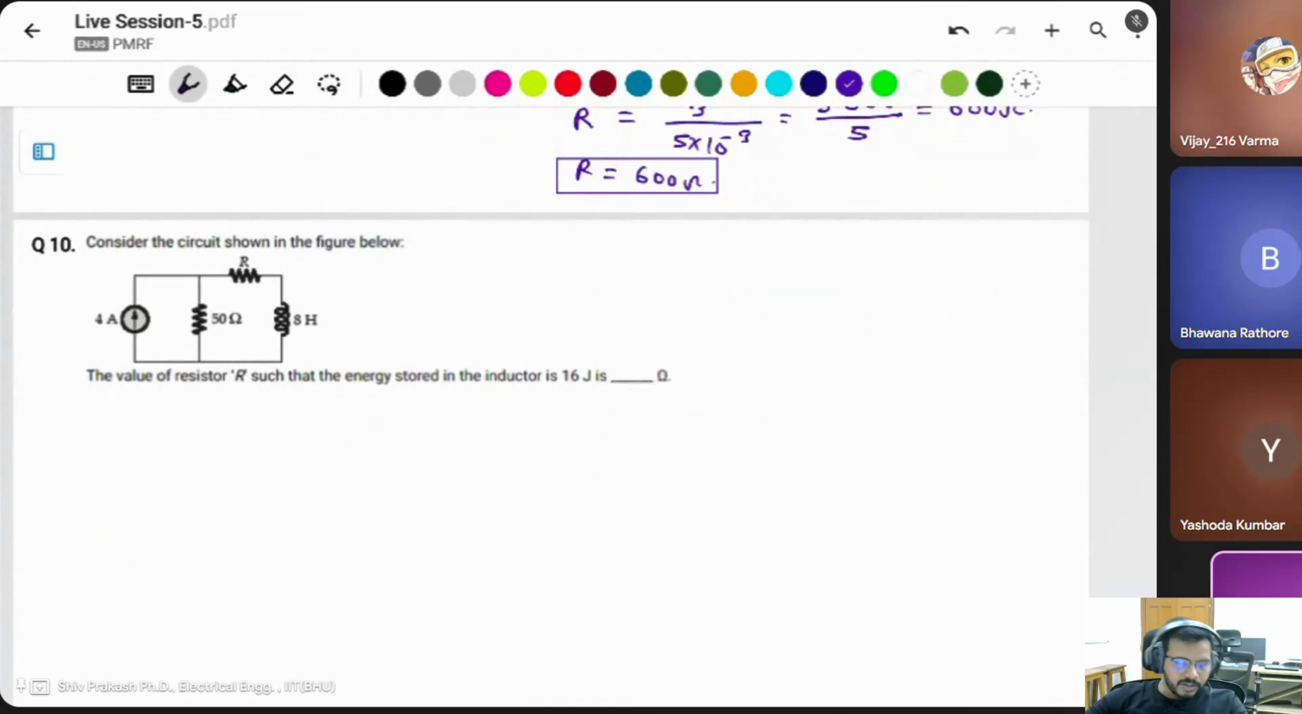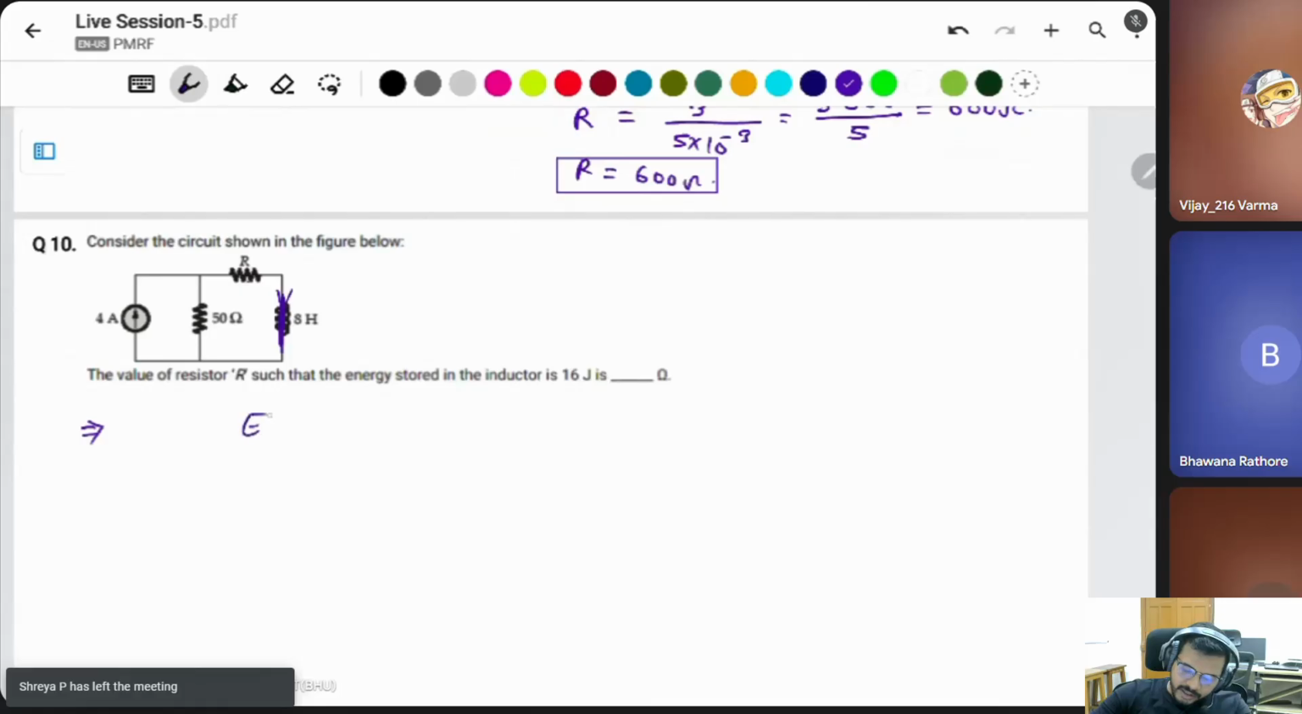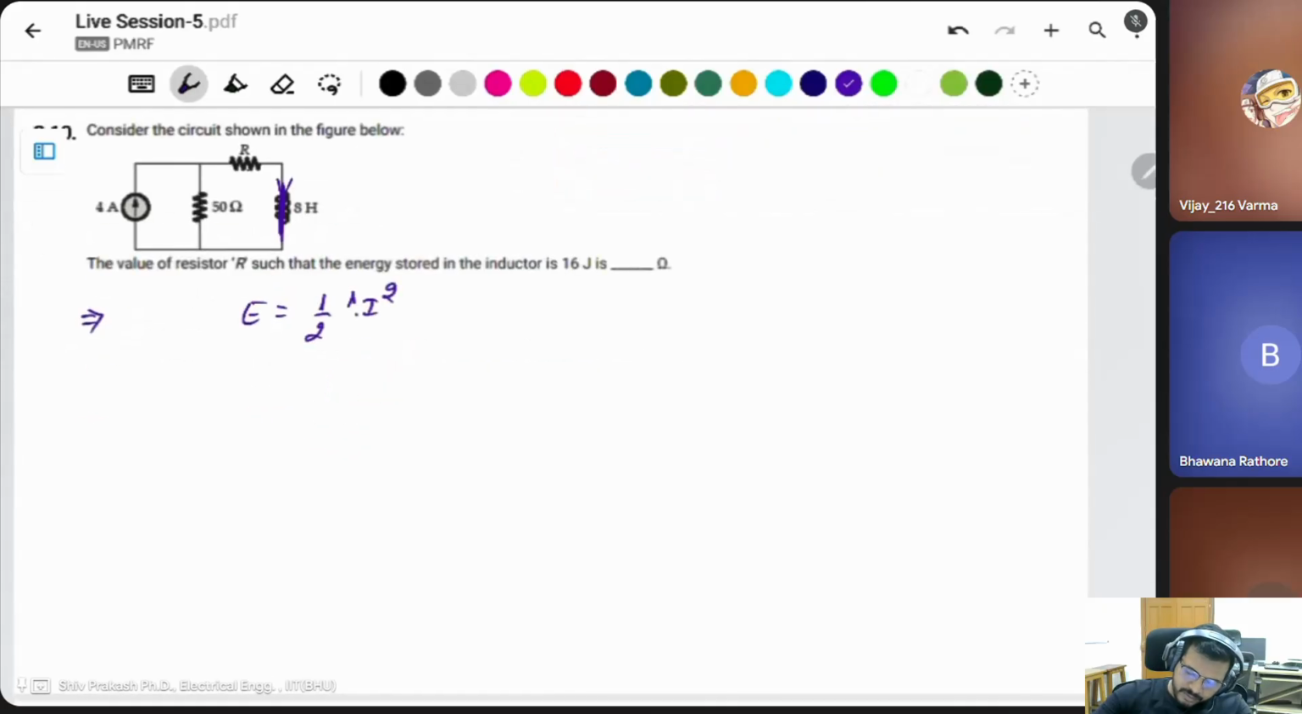Okay, the next and last question is: consider the circuit shown in the figure below. Find the value of resistor R such that the energy stored in the inductor is 16 joule. This is a DC source, so the inductor is short circuited in DC. We have to find this current, the value of R. You know the energy of the inductor is half L I square. This is given as 16 joule. L is given 8. I square is equal to 32, so I square is equal to 4. Then I is equal to 2. This current I is equal to 2 ampere.